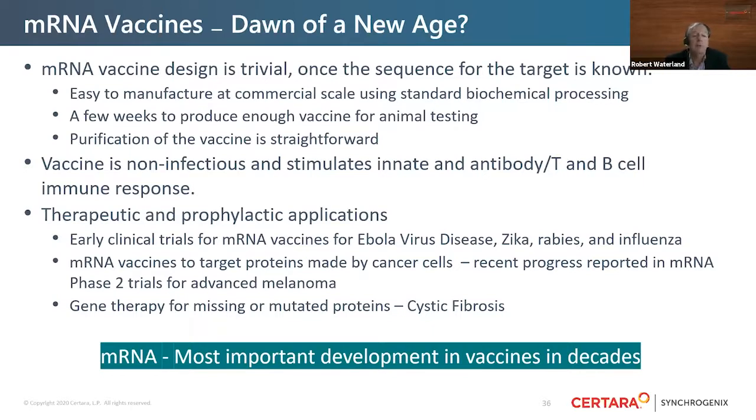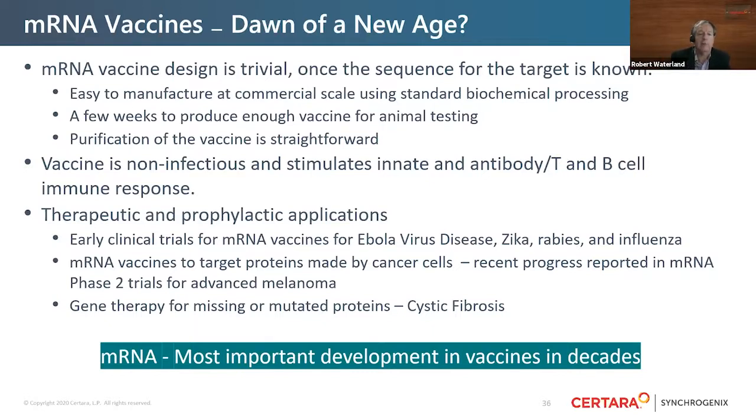Better yet, you can do straightforward gene therapy with messenger RNA vaccines. Cystic fibrosis is a disease caused by mutated proteins. You can use messenger RNA vaccines to provide the correct proteins. So this is all very exciting. And it's certainly true to say that messenger RNA represents the most important development in vaccines in decades. So that's great. What are we going to do about it?